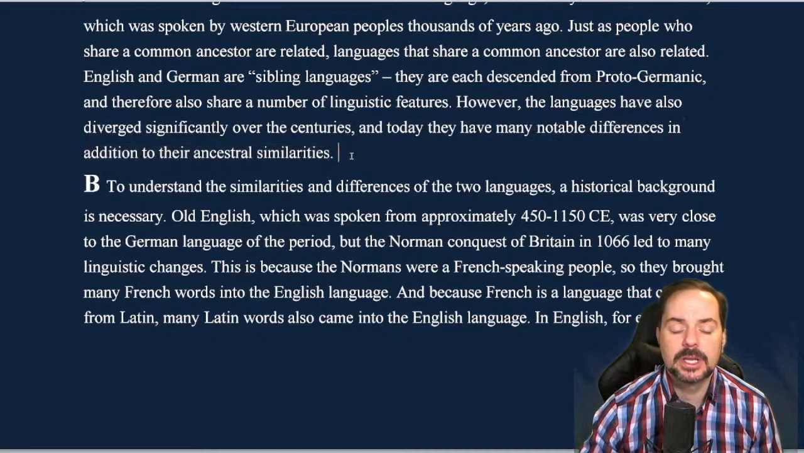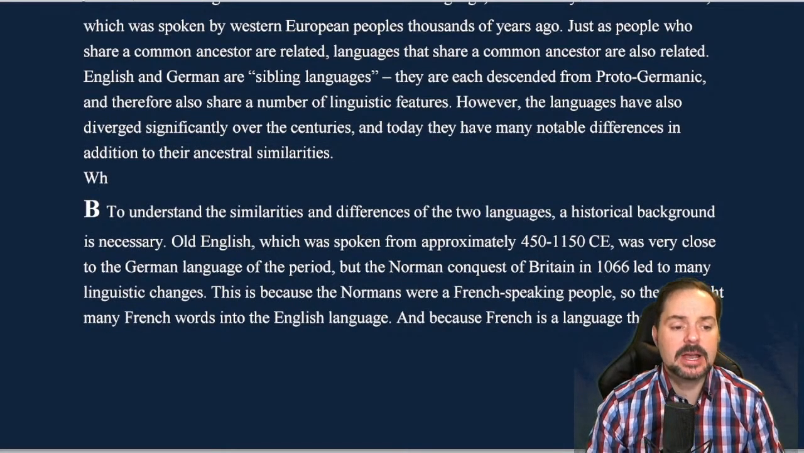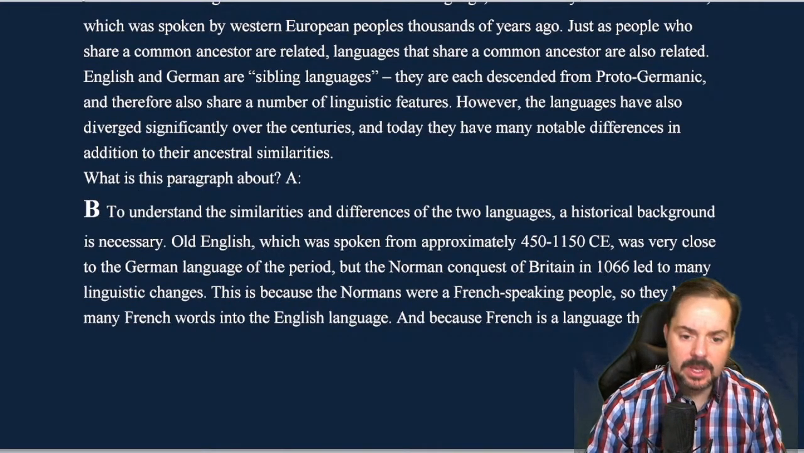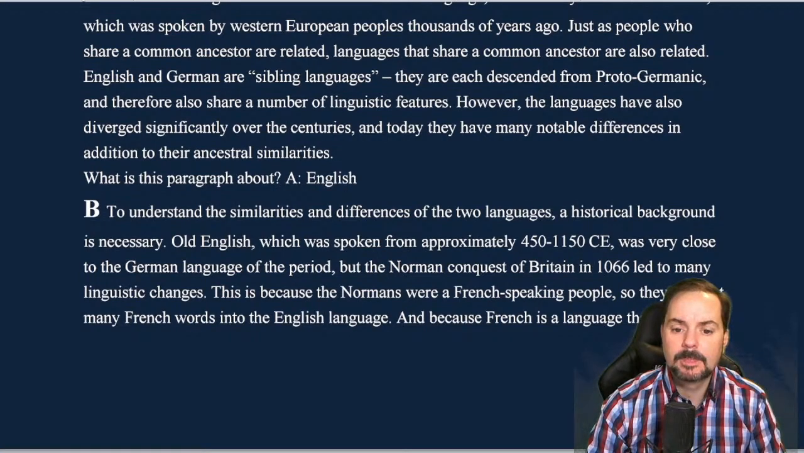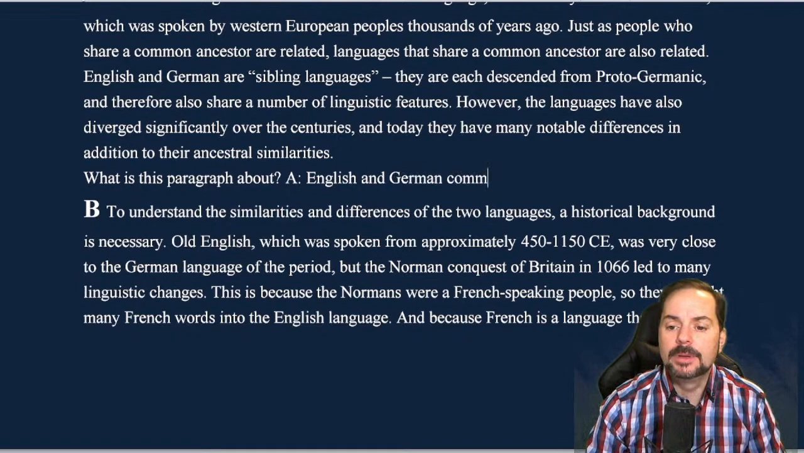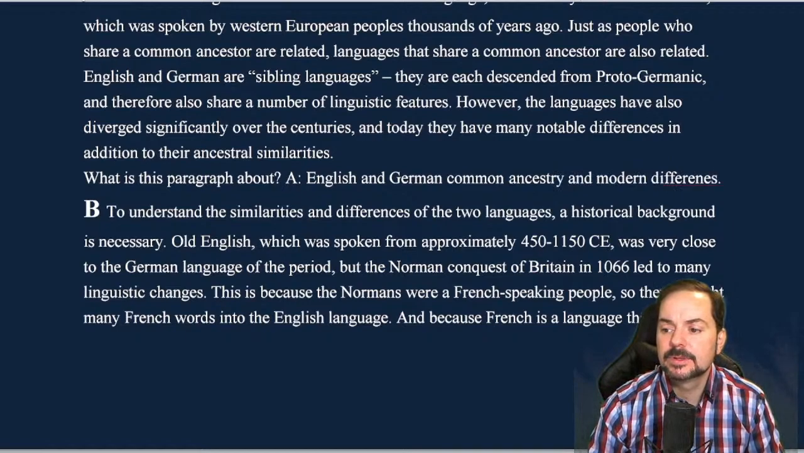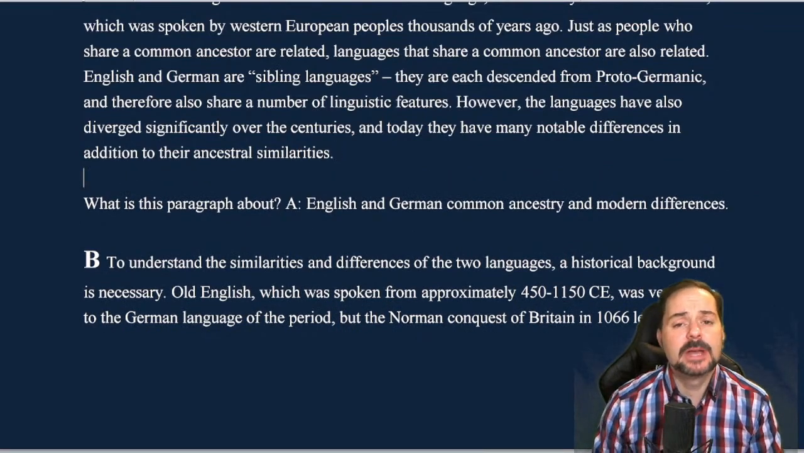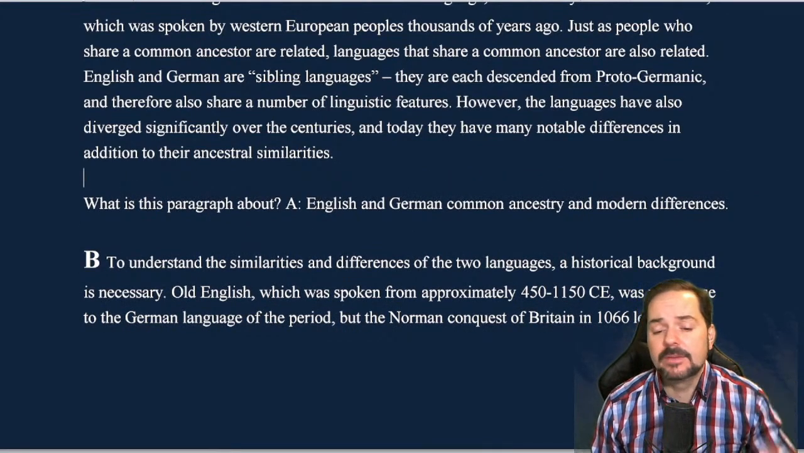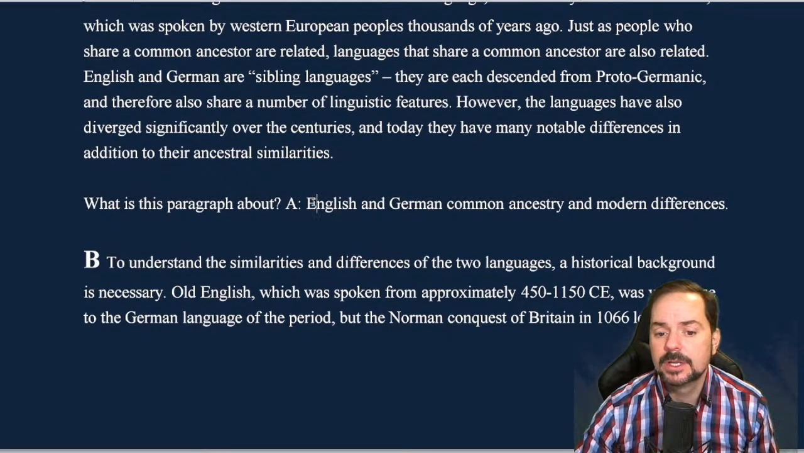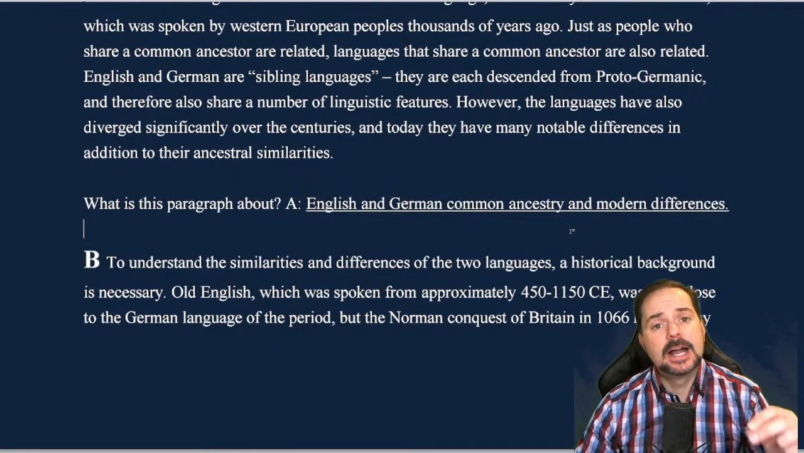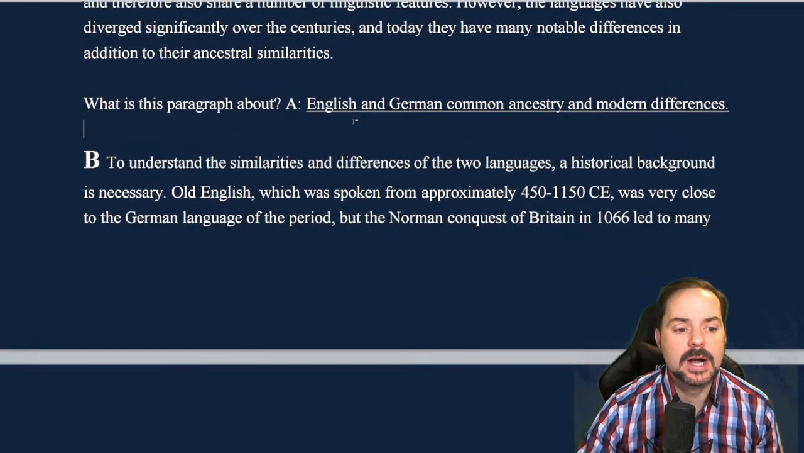Okay, as soon as I finish a paragraph, what is this paragraph about? The answer: English and German common ancestry and modern differences. Okay? All right, that's what it's about. So anytime I finish a paragraph, in my head, I'm always asking, what is it about? And giving a simple, concise answer, like this one here. So I do that for every single paragraph. And in the IELTS, I do that in my head. All right? And you're going to see why.